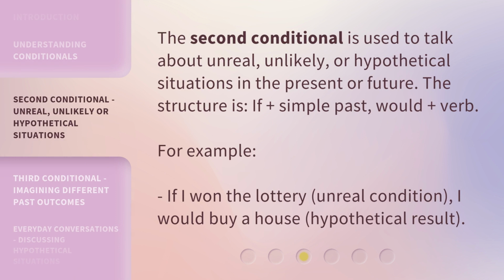The second conditional is used to talk about unreal, unlikely, or hypothetical situations in the present or future. The structure is if plus simple past, would plus verb. For example, if I won the lottery, unreal condition, I would buy a house, hypothetical result.